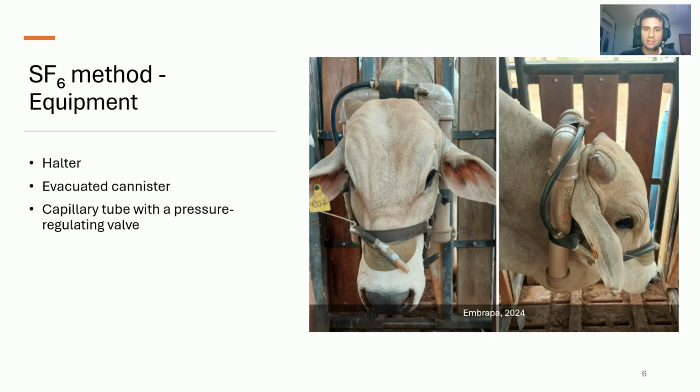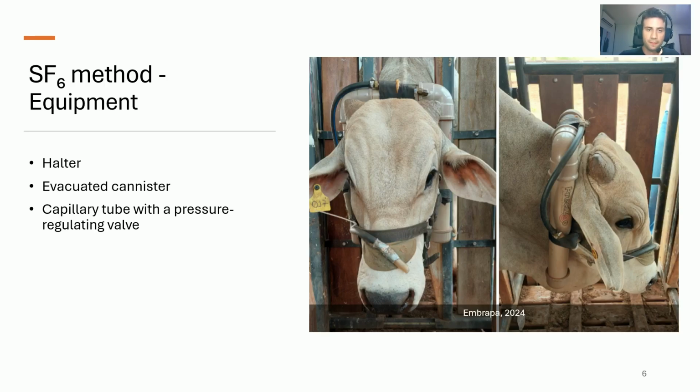To perform methane collection, the following equipment is required: a halter to attach the other devices, evacuated canisters such as the one shown in the image, made from PVC pipe, and a capillary tube with a pressure regulation valve, which allows the vacuum inside the canister to remain relatively constant throughout the collection period.